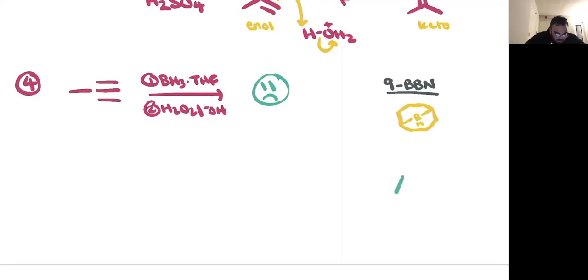And then your other form might be, bear with me because this is going to be a bit of an ugly drawing, like this, which is technically the more correct way of representing it. Okay, so the way that 9-BBN is synthesized is you have cyclooctadiene. It's a specific type, it's not conjugated, and you form 9-BBN from it using a regular BH3 reaction like I showed you guys earlier.